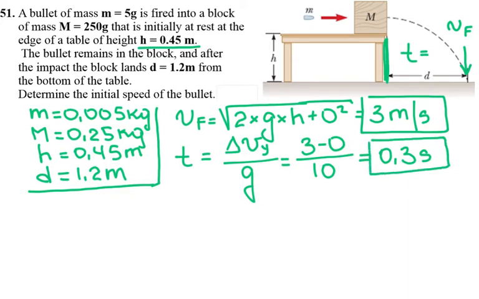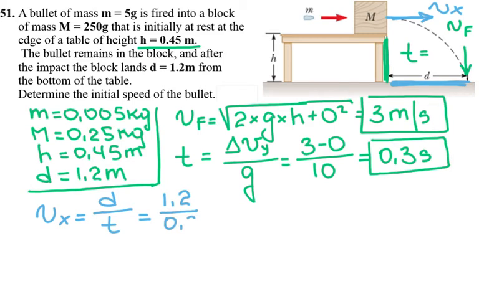Now if I want to calculate the initial horizontal velocity, I'm going to call this one Vx. I can use this distance to calculate it. Vx is equal to the distance it travels horizontally over the time it takes to hit the ground. The distance is 1.2 and the time is 0.3 seconds. So the velocity is 4 meters per second.